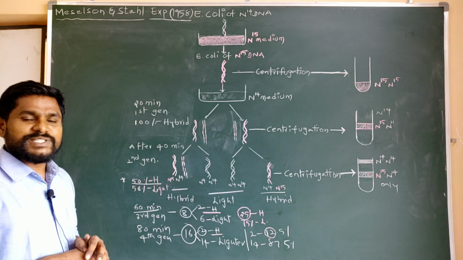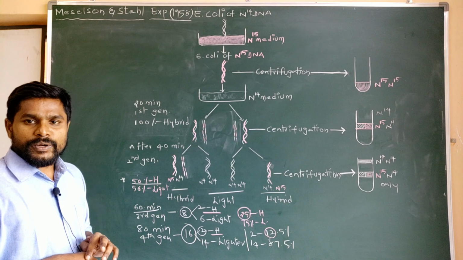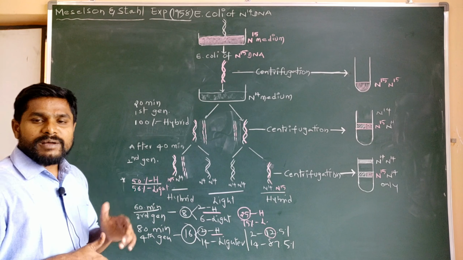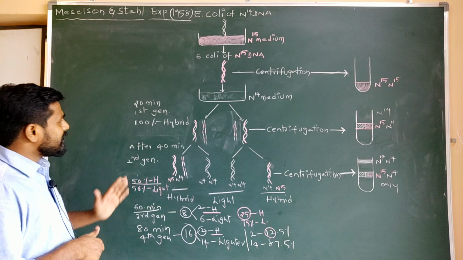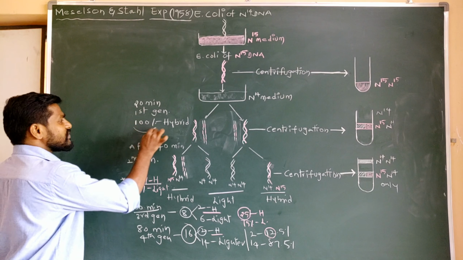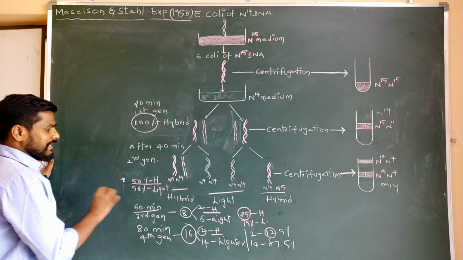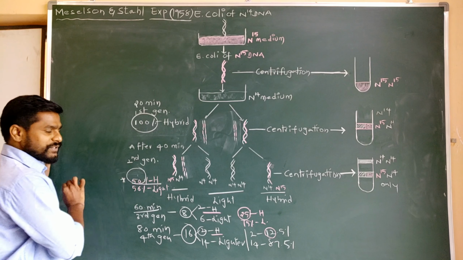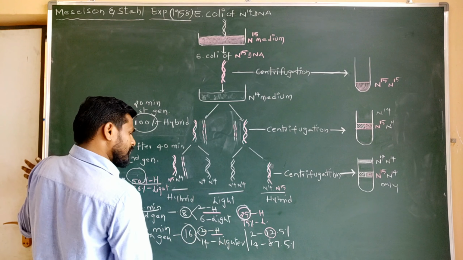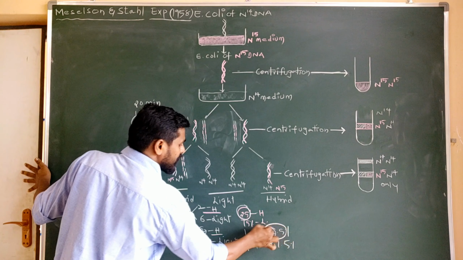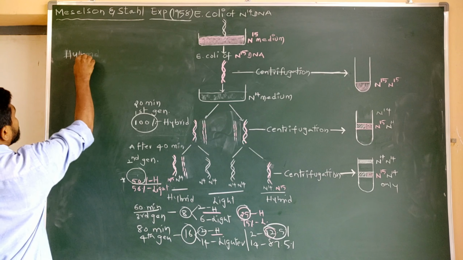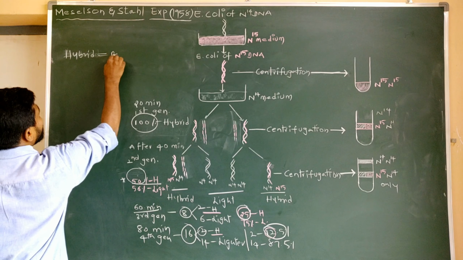If you carefully observe this experiment conducted by Meselson and Stahl, here from first generation to last generation, you could observe the decrease in hybrid DNA content. Here the hybrid DNA content in first generation is 100%, in second generation is 50%, in third generation just 25%, and in fourth generation it is just 12.5%. Here hybrid DNA means parental DNA.